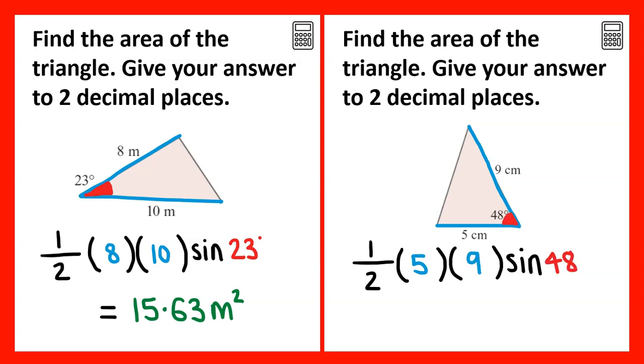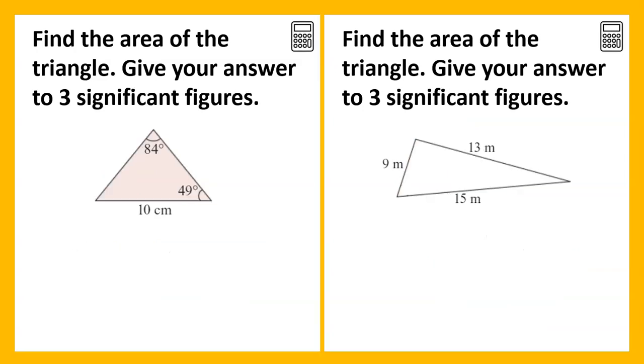For the second question, I have two sides, 5 and 9, with the angle formed between them of 48 degrees. Half multiplied by 5 multiplied by 9 multiplied by sine 48 is 16.72, rounded to 2 decimal places, centimeters squared. On to the intermediate questions, with a slight increase in difficulty and those more likely to appear on the exam paper.